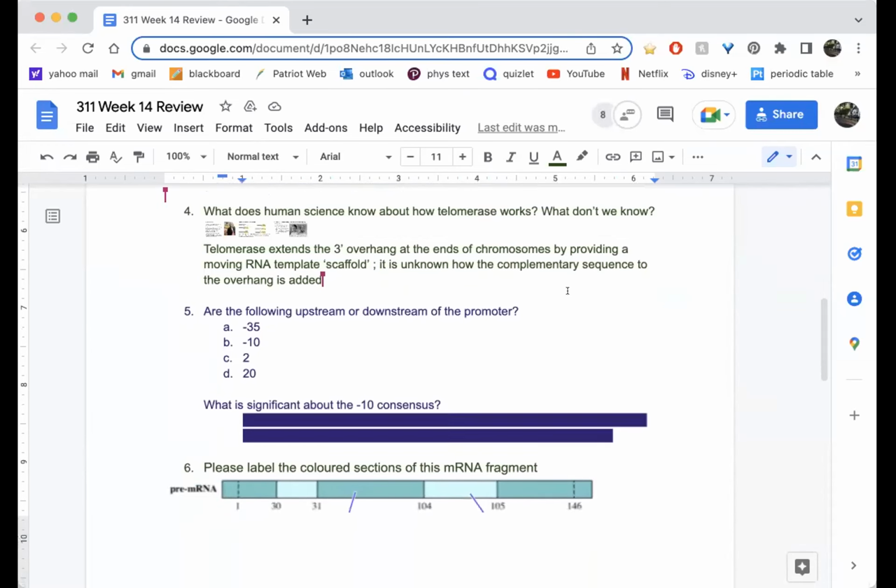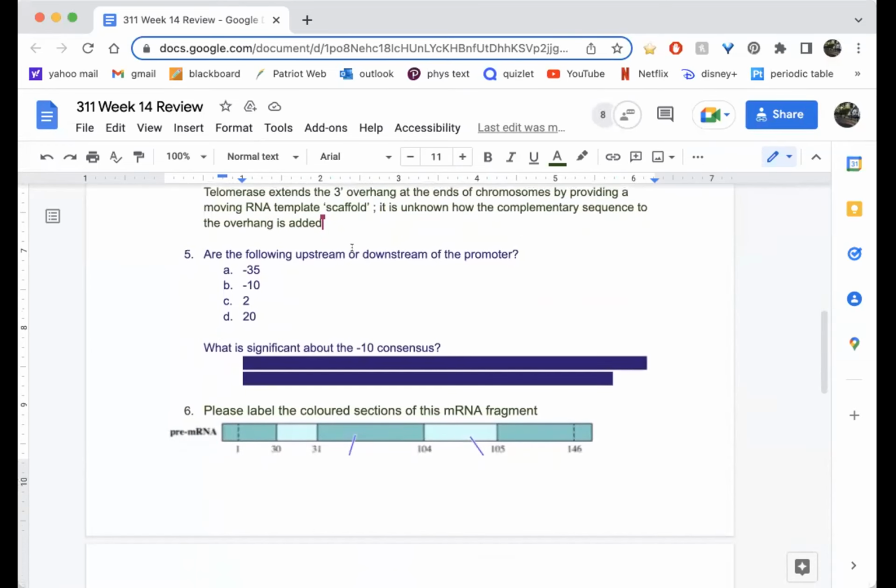So our next question is basically just talking about upstream and downstream of a promoter. If we have -35 and -10, would these be upstream or downstream of the promoter?